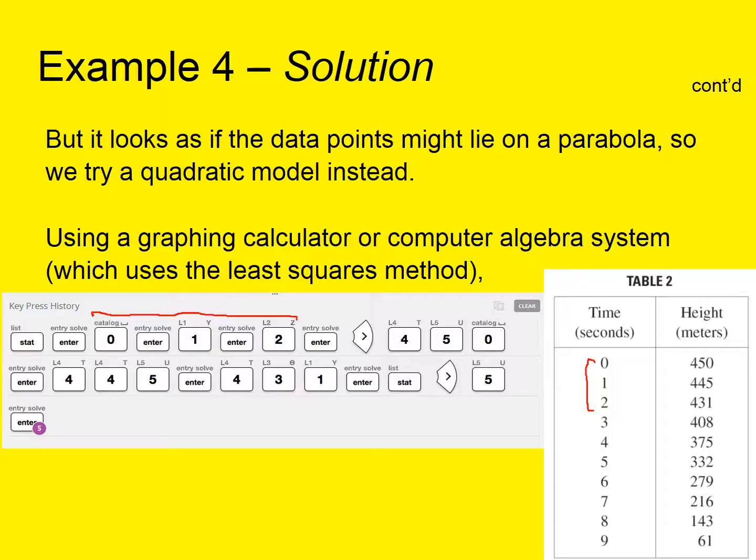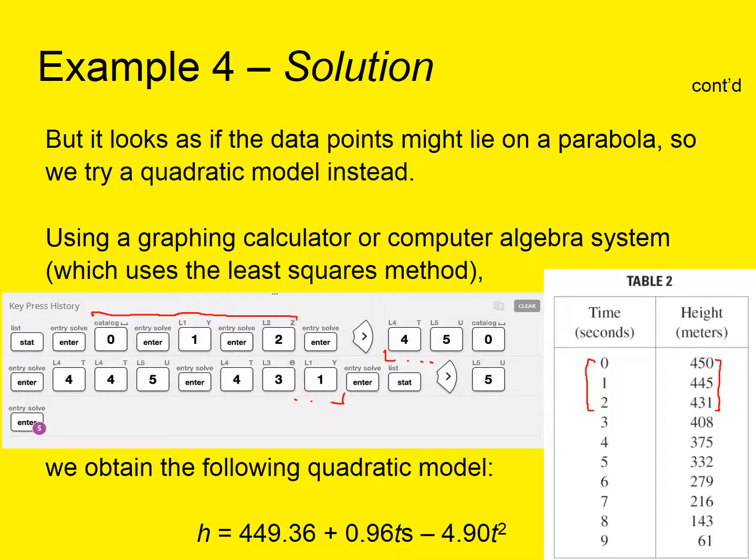And here's the 450, 445, 431. So I only input the first three ordered pairs. And so the quadratic model that I got from that was slightly different, but if you input all the data, we obtain the following quadratic model.